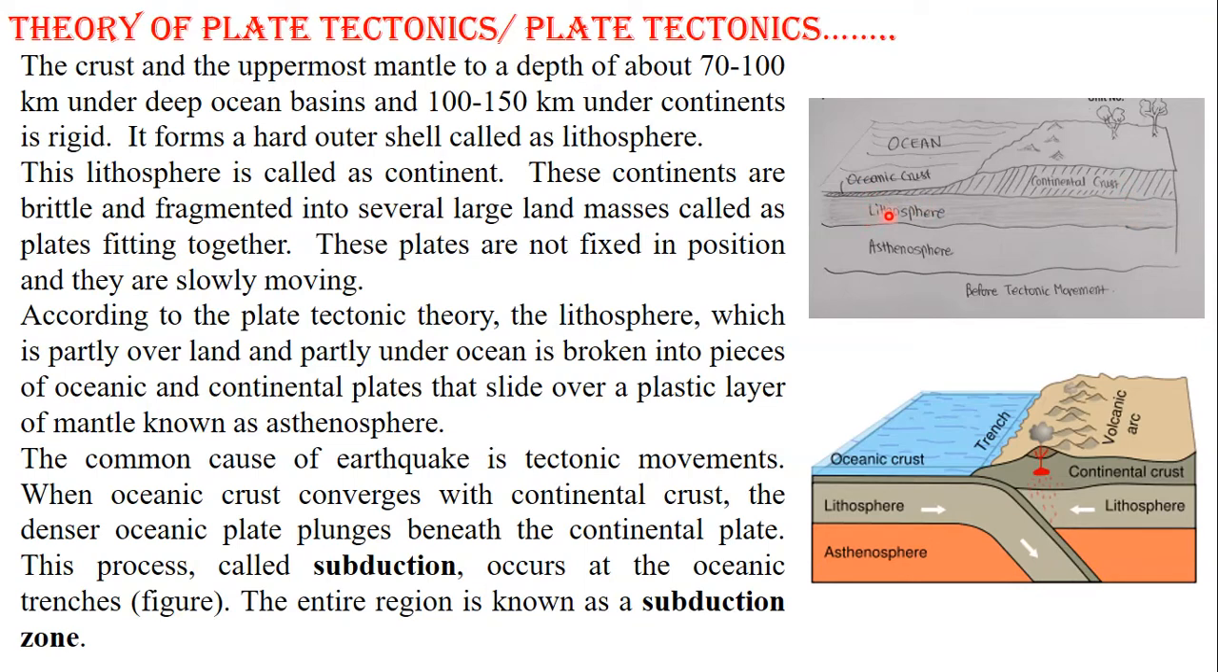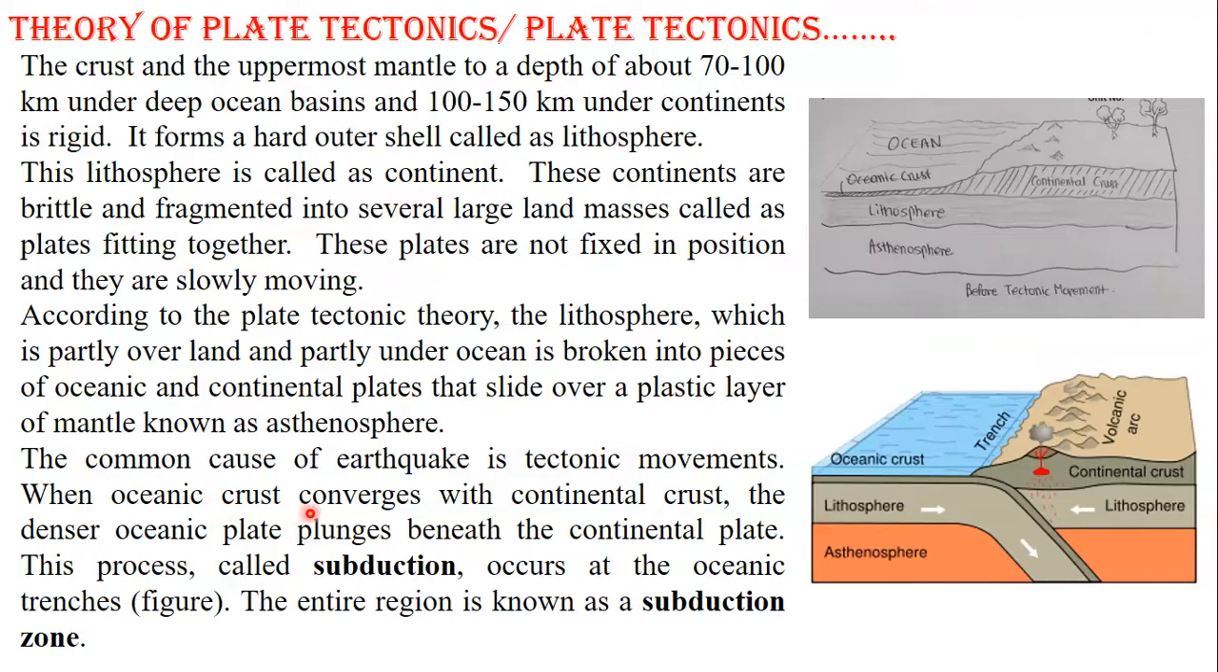Okay. So what happens at the boundary of ocean and continent? A trench is formed. A trench is formed and at the boundary of this trench fracture takes place to the crust and this fracture divides the entire crust into plates. This is the oceanic plate now and this is the continental plate. Okay. The common cause of earthquake is tectonic movements.